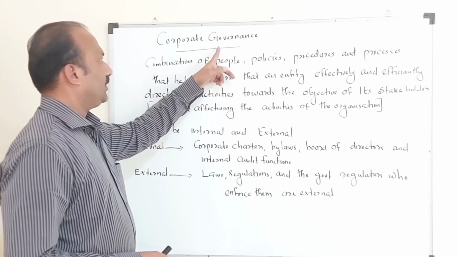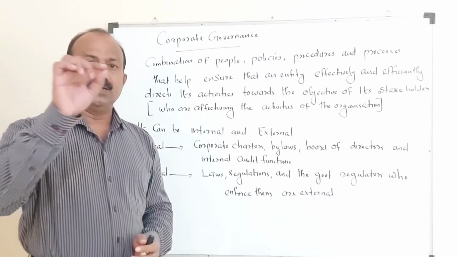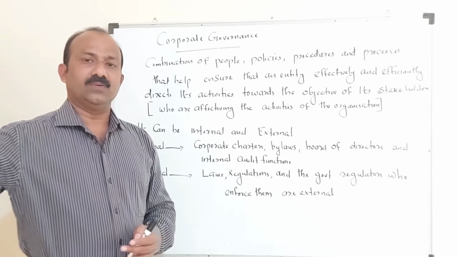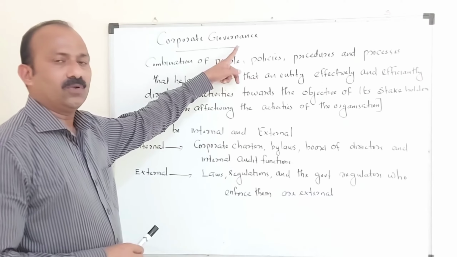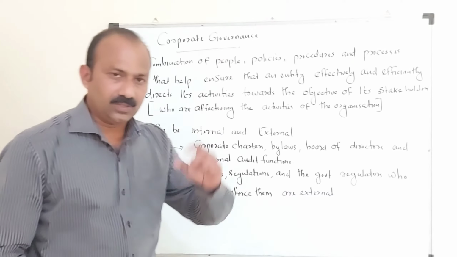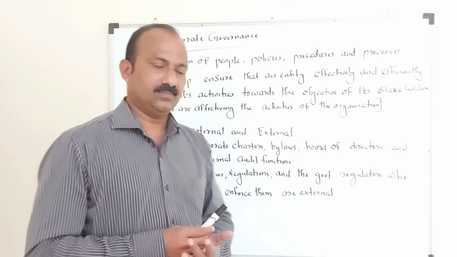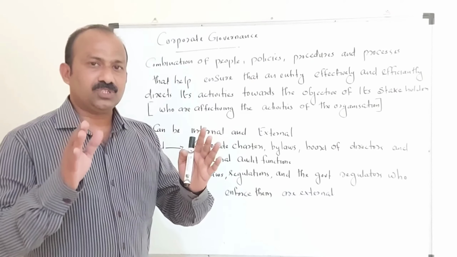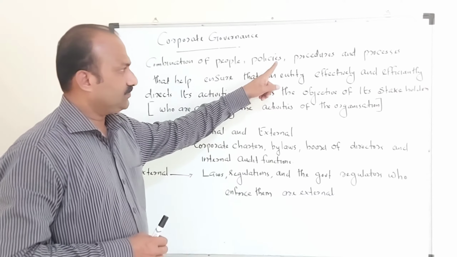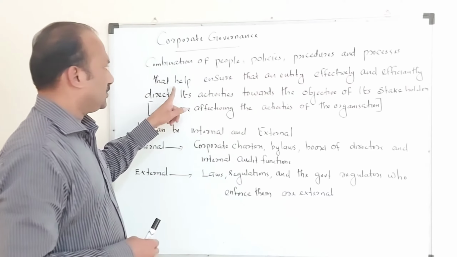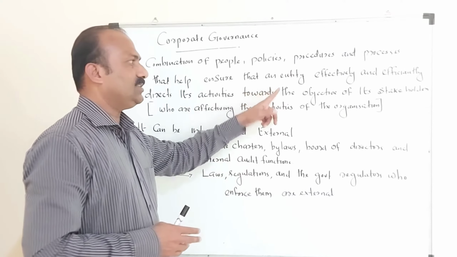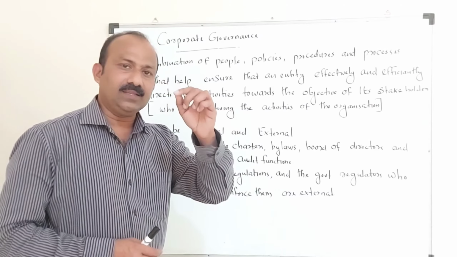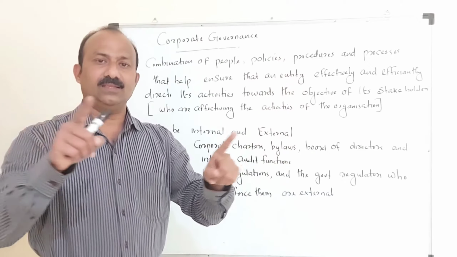These are the main principles of control activities. Next, our topic is corporate governance. Internal control in corporate governance. What is the meaning of corporate governance? We know the meaning of corporate company. Corporate governance is the combination of people, policies, procedures, and processes that help an organization to run effectively and efficiently for attaining the objectives of the organization.